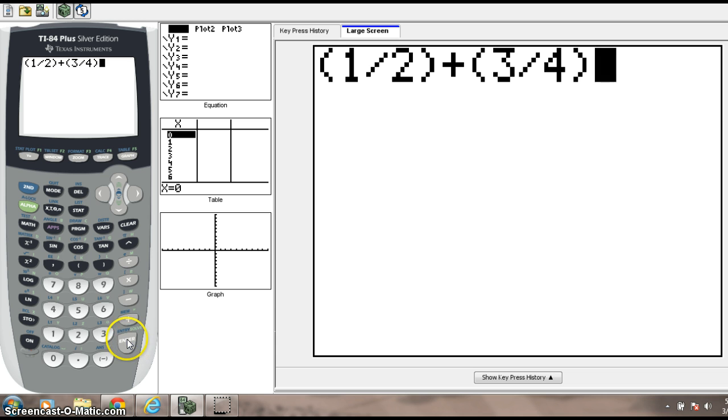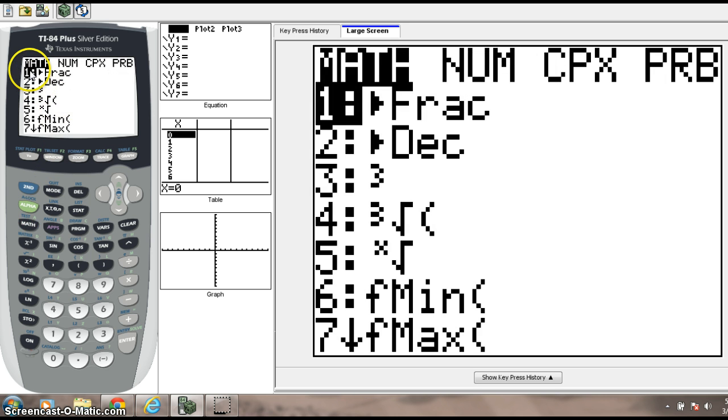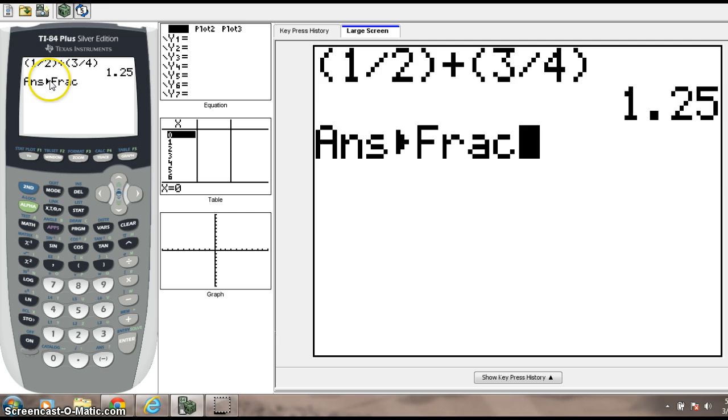And I'm going to show you something here. I'm stepping ahead of the game a little bit here, but might as well. If you push enter, your answer is in decimal form. Let's say that you want your answer to be in fraction form. You can actually push this math button right here and then enter for To Fraction, and then Ans To Fraction, and then enter again. So if you push math, enter, enter, it will convert it from a decimal to a fraction.